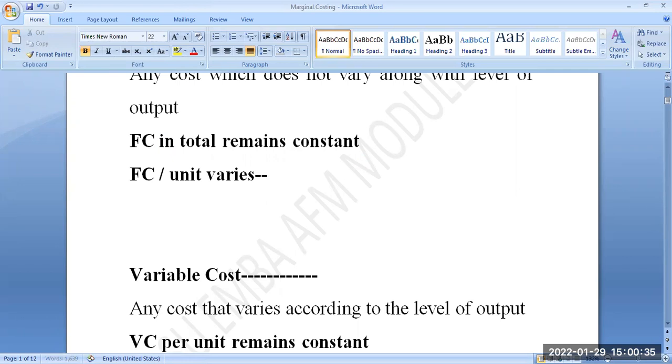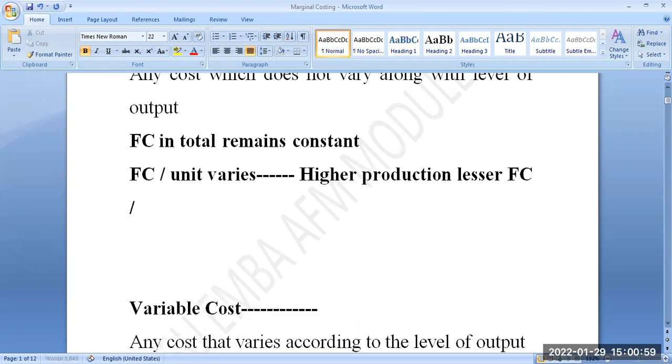And it varies in inverse proportion. Higher the volume of production, lesser the fixed cost per unit. Higher the production, lesser the fixed cost per unit. Okay, and lesser the production, higher the fixed cost per unit, vice versa.